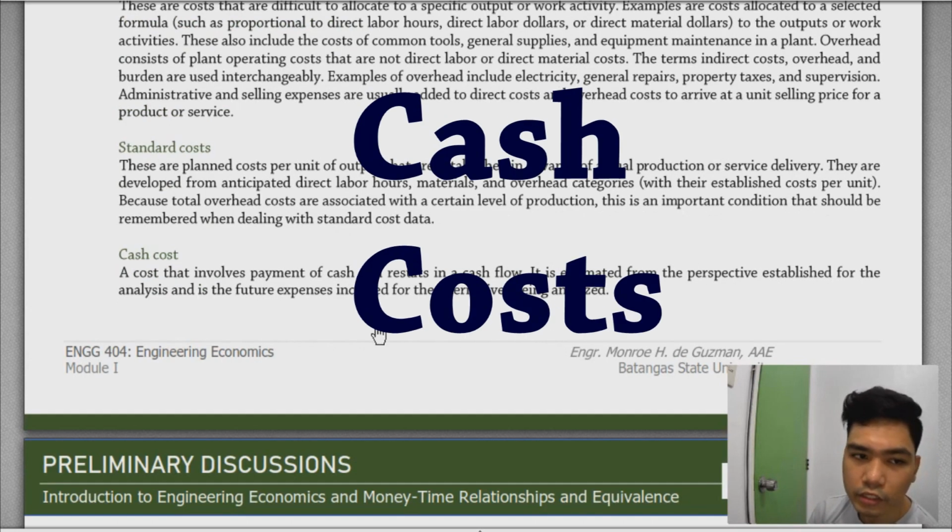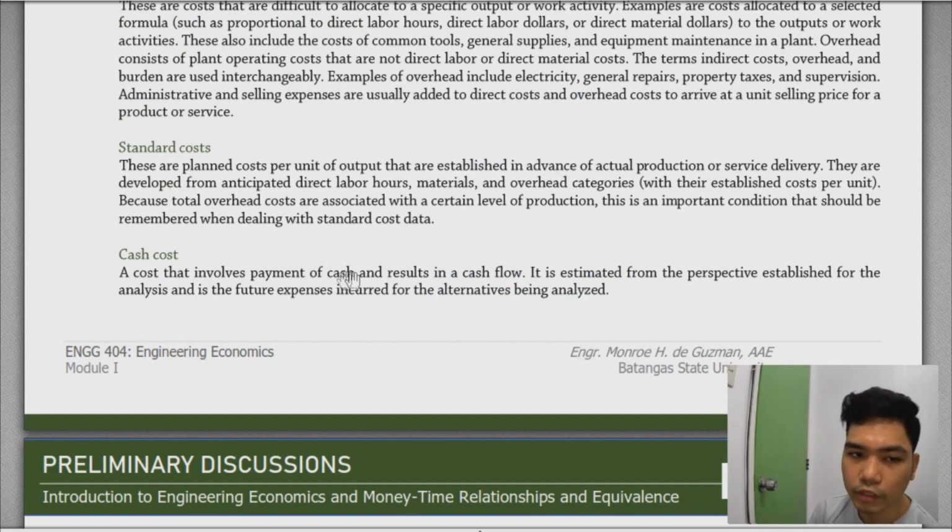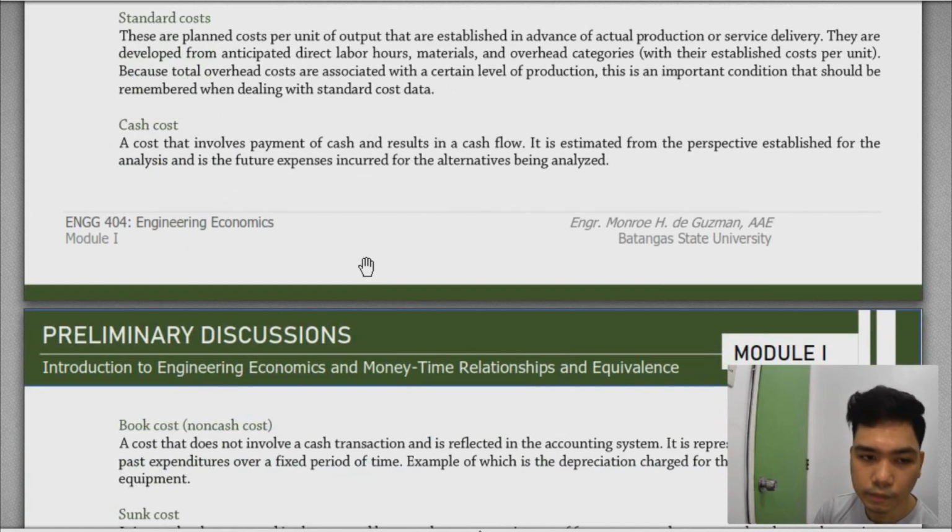Now for the cash cost, this is actually involved in the payment of cash and results in the cash flow. So later on you'll be able to understand more on the cash flow. It's just that when we have payments done, and then it results to cash flow, wherein we needed to add more payments just to complete the necessary payment to cover up all our indebtedness, then we will call this the cash flow. So later on you'll be able to understand more on this.